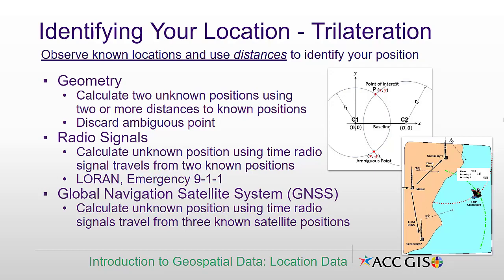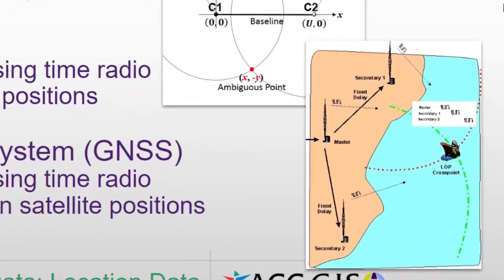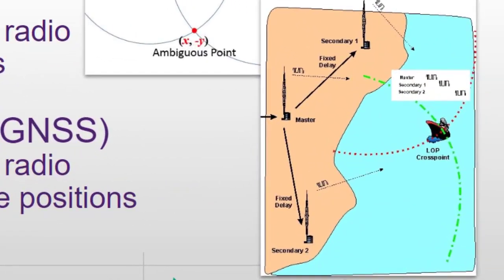LORAN works that way too, which is a mariner's radio system for calculating location. And you can see an example of how LORAN works in the lower right-hand corner, in which you have a known position for 2 radio towers, secondary 1 and secondary 2. And then you have a master that's communicating out the signal to the LORAN radio on the boat. And so where those lines of position intersect, based on the amount of time it takes for the radio signal to reach the boat, is where the position of that boat is. In this case, again, the ambiguous point is somewhere on land, and so we know we can throw that out, and it's the point that's out in the ocean.